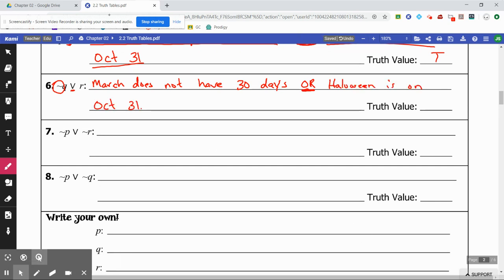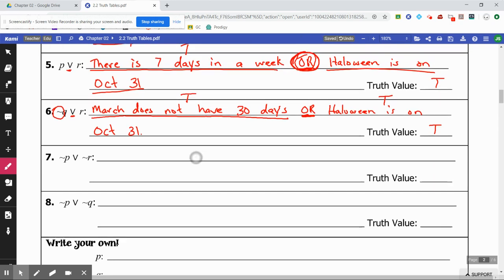So again, since it's an or statement, either or, at least one, not both, but at least one has to be true. March does not have 30 days. That's true. It has 31 days. Halloween is on October 31st. That is also true. So since, again, only one of them had to be true, and they both end up being true, this would have a truth value of true.